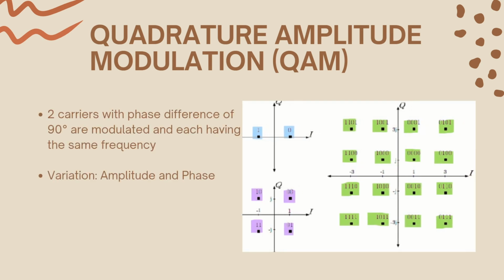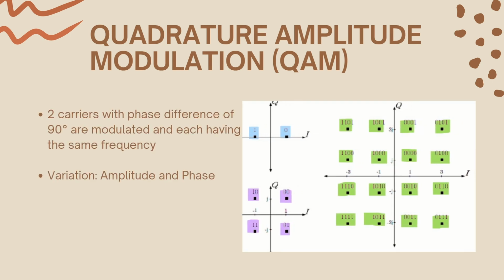Next we have the last one, which is quadrature amplitude modulation, QAM. 2 carriers with a phase difference of 90 degrees are modulated, each having the same frequency, variation, amplitude, and phase.